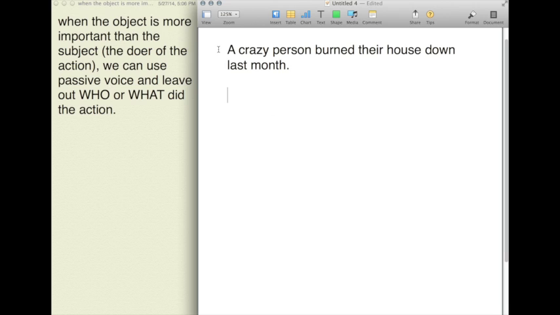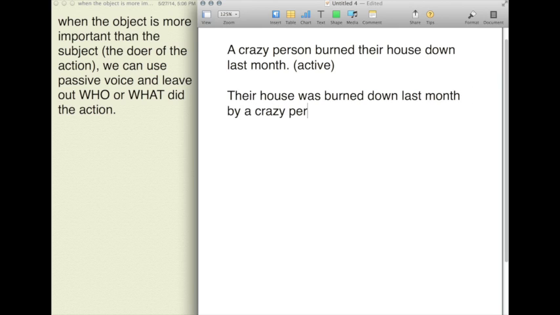Okay, so this is an active sentence because the crazy person is doing something, right? The crazy person is burning something. But maybe we want to focus on the house and not the crazy person. We can still say it though. We could say it like this: Their house was, now we use the past participle, was burned down last month by a crazy person.